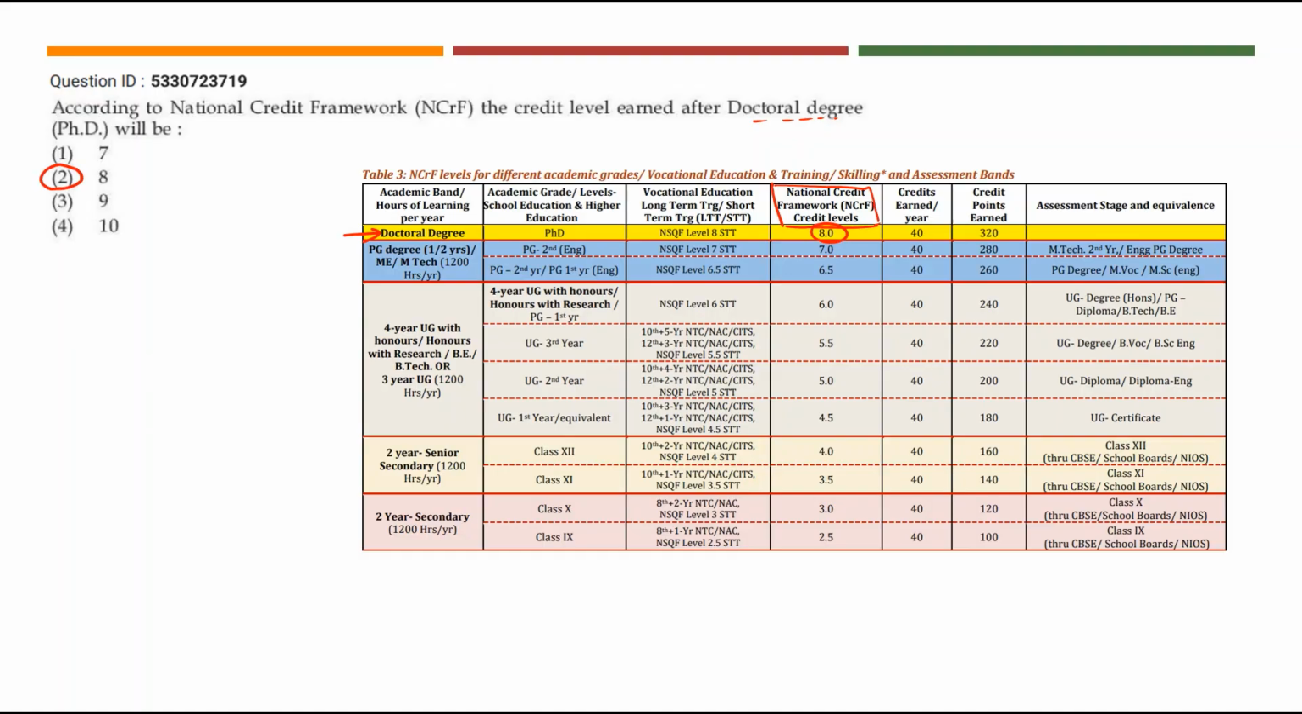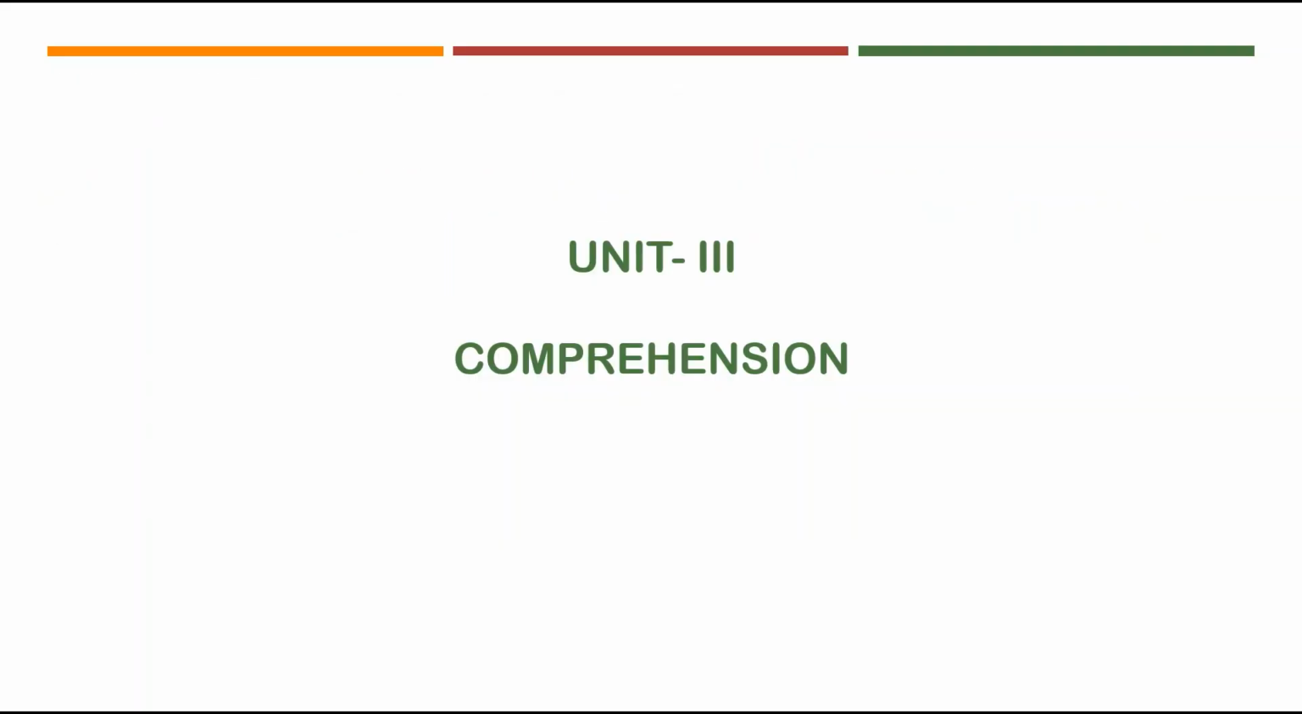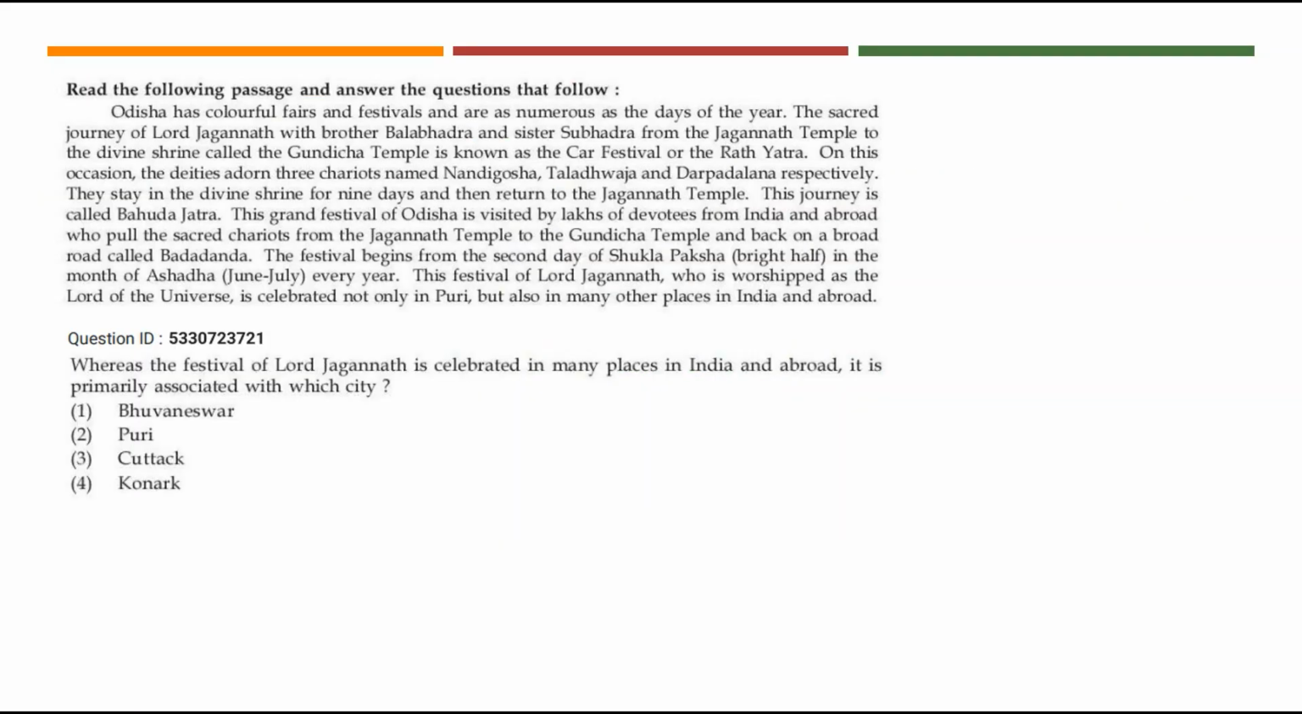So also have an idea about PG, UG, senior secondary and secondary. You might need it for some other question paper. Let's move on to Unit 3, Comprehension. Read the following passage and answer the questions that follow.